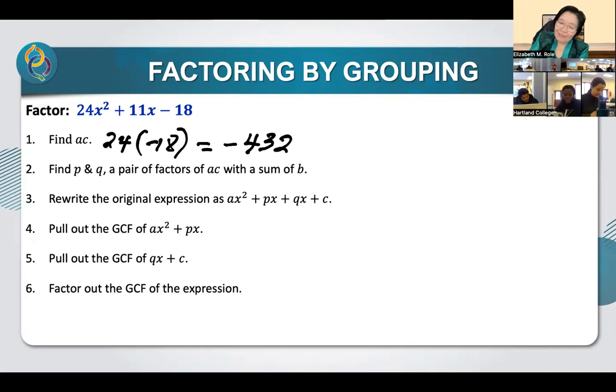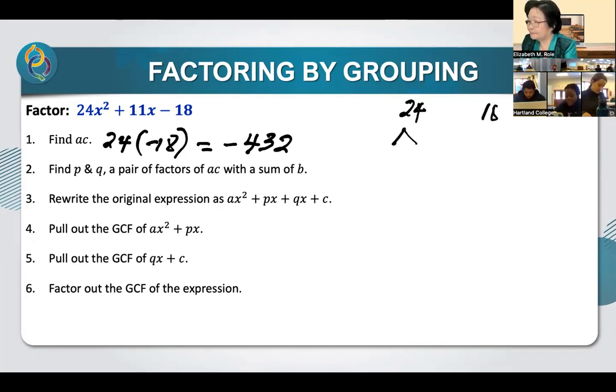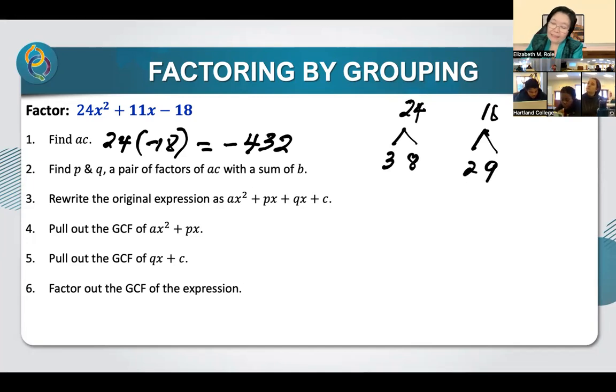Okay, I'll give you a hint because these are big numbers already. You think of factors of 24 and factors of 18, because sometimes it's so difficult to keep dividing. So I can have factors of 24 as 3 and 8, and factors of 18 as 2 and 9. So 3 times 8 times 2 times 9.